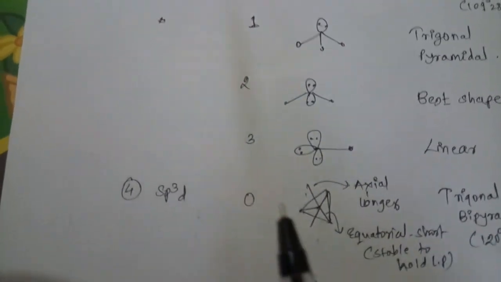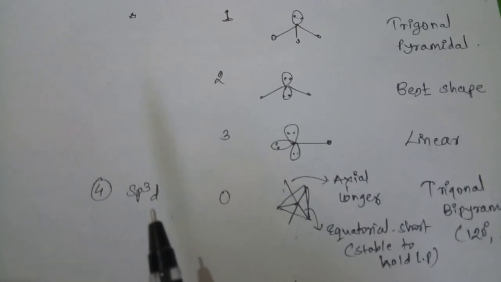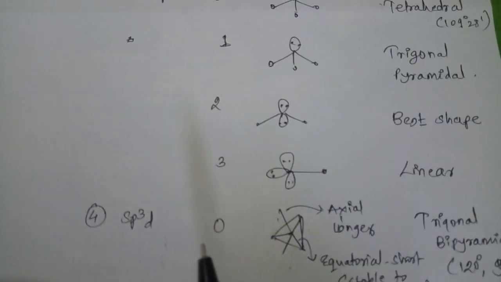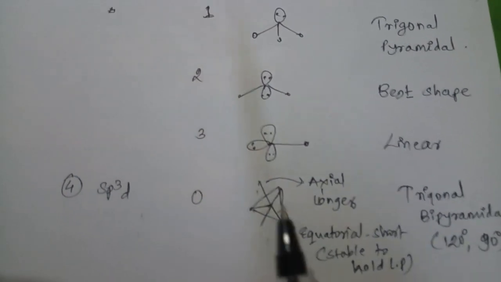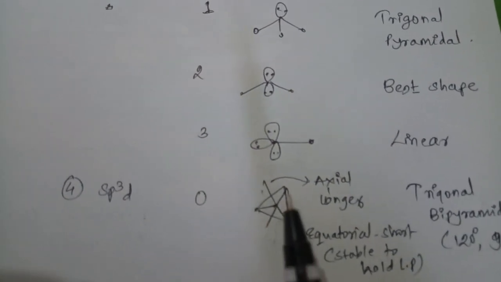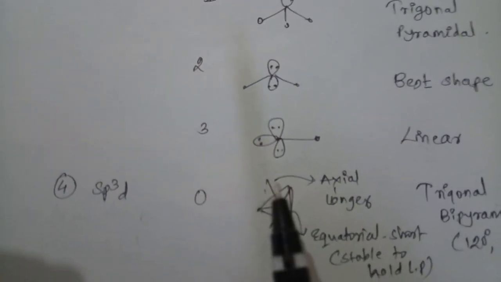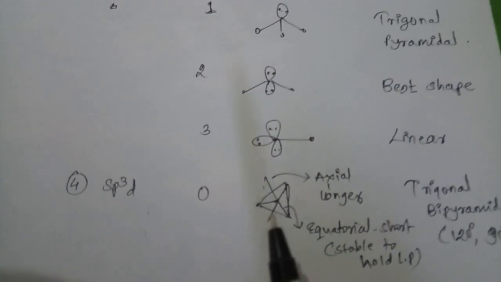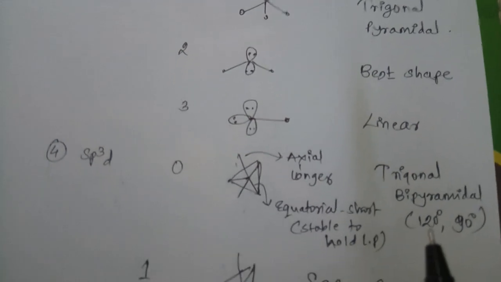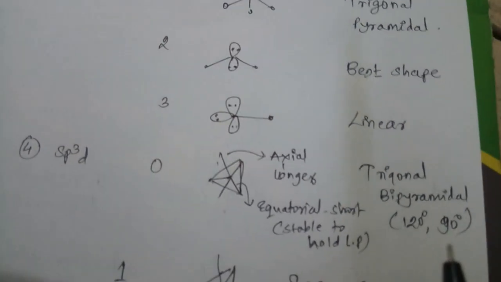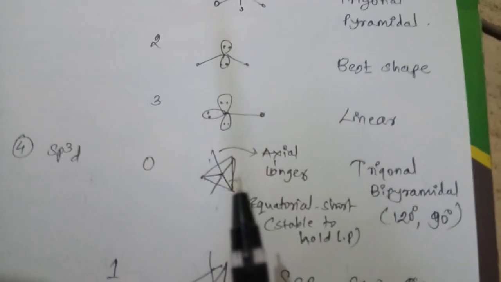So we go to the next one, hybridization, that is sp3d hybridization. In the sp3d hybridization, in the absence of lone pair of electrons, the shape you can see here is the trigonal shape and this is the bipyramidal. So the geometry is trigonal bipyramidal, and its bond angles are 120 degree and 90 degree. Here two types of bonds are there.